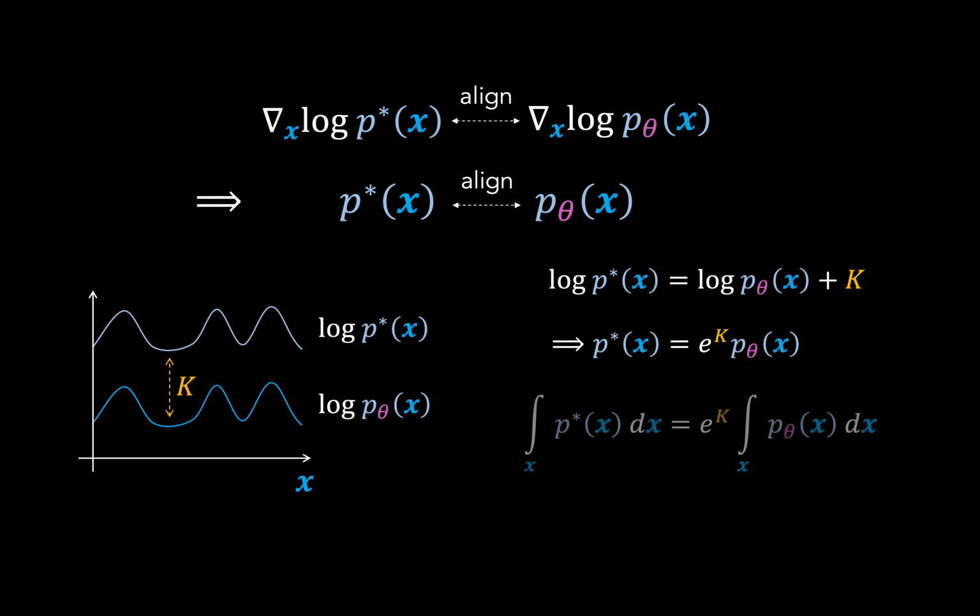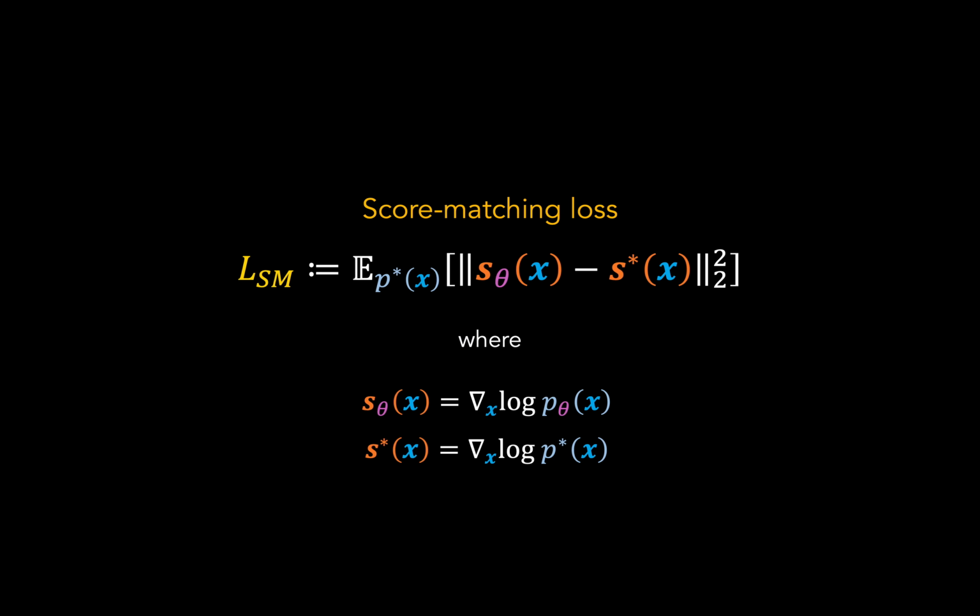However, if we integrate both sides and set both integrals to 1, then we find that e to the k must be 1, therefore the densities are equal. And so matching the score is equivalent to matching the actual densities. Now this means that we can actually frame our generative modeling problem as a regression task on the score, penalizing the Euclidean distance between the true score and a score predictor neural network.